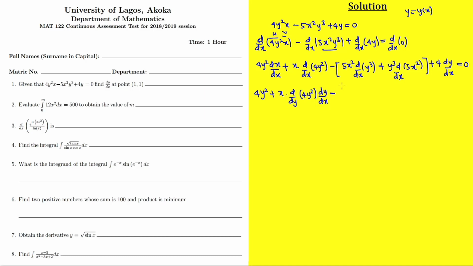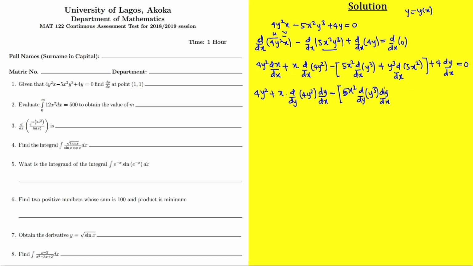Then minus, again here, I can write this as 5x squared multiplied by d/dy of y cubed. I need to differentiate it with respect to y first, then multiply by dy/dx.